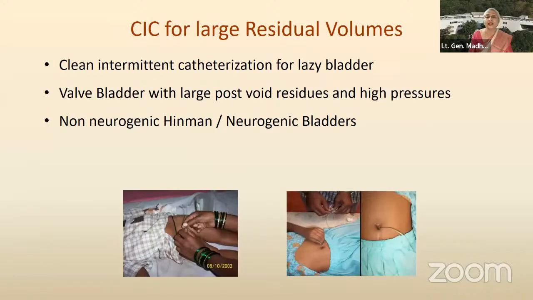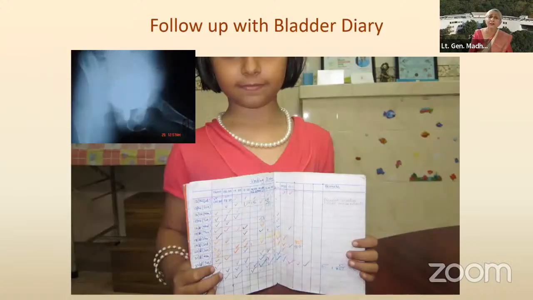In spite of that, if we have large residual volume in dysfunctional voiding with a damaging kidney, we might need a clean intermittent catheterization. So clean intermittent catheterization may be required for large residual volumes which cause recurrent UTIs and may have happened because of a large capacious bladder which has gone into atony. I think follow-up with a bladder diary is very important.